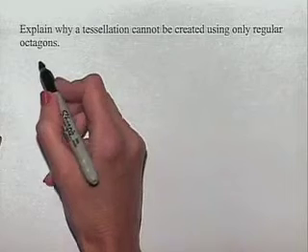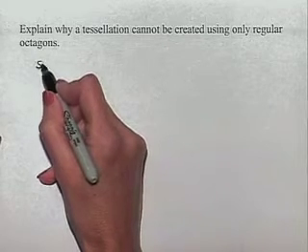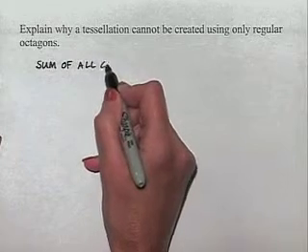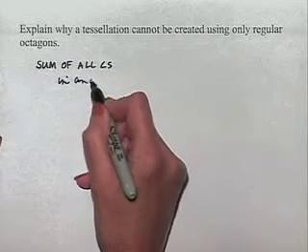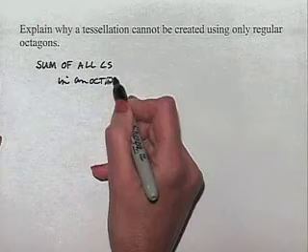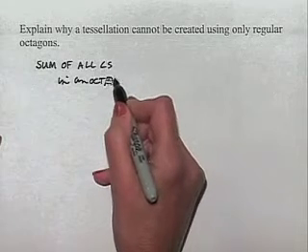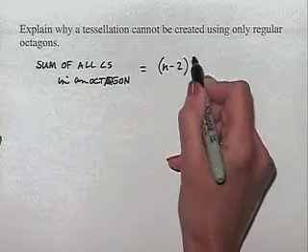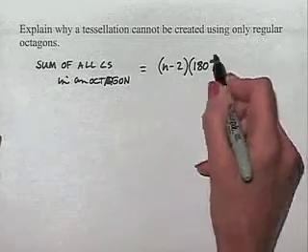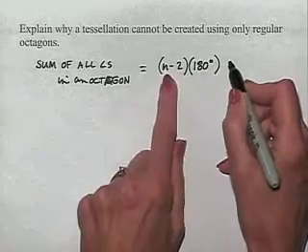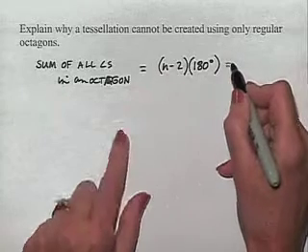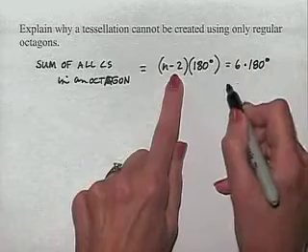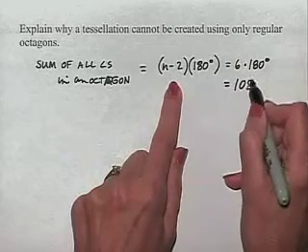Well, let's look at this algebraically. That is, what do we know about the sum of all of the angles in an octagon? Well, we know that that's going to be equal to n minus 2 times 180 degrees. So the n is going to be the number of sides in the octagon, that's 8. So we're going to have 8 minus 2, which is 6. 6 times 180 degrees is going to equal 1,080 degrees.